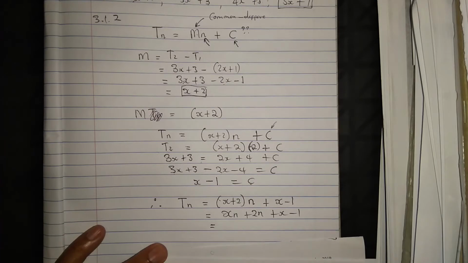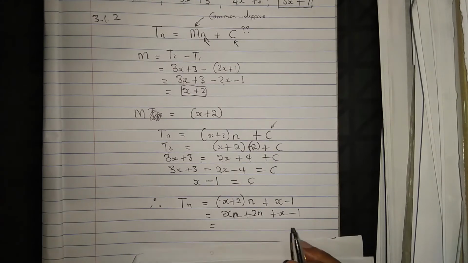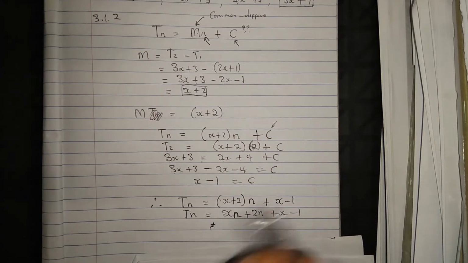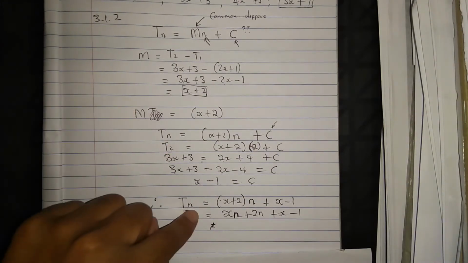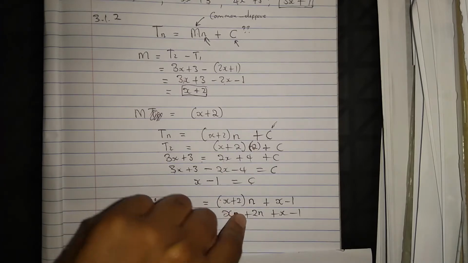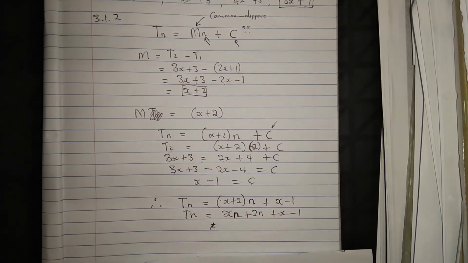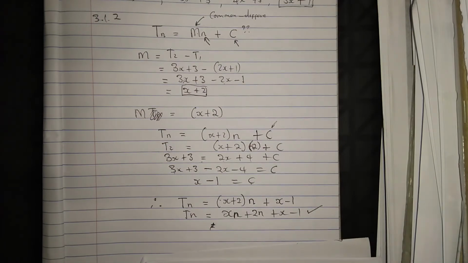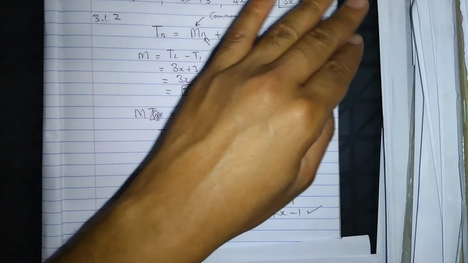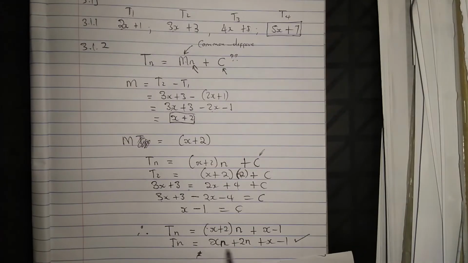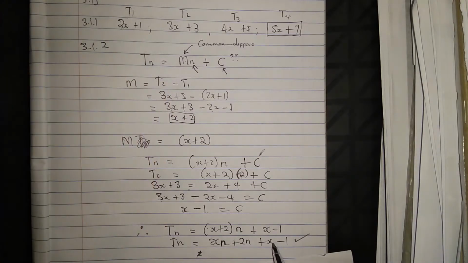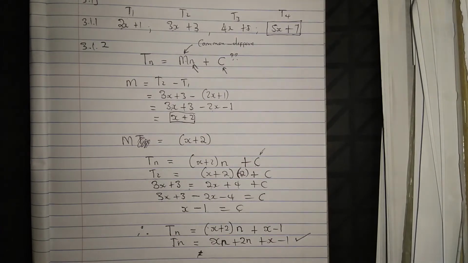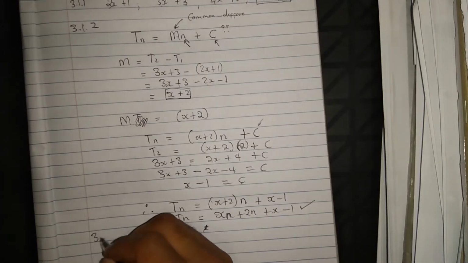I think it ends here, because there are no like terms now. There are no like terms, so the formula ends here. So my nth term for this pattern is actually Tn equal to x times n plus 2n plus x minus 1. So this is my general term for this number pattern. It means that I can actually use this formula to find the value of any term of this pattern that they give me. Right. So now that's the general term for the pattern.